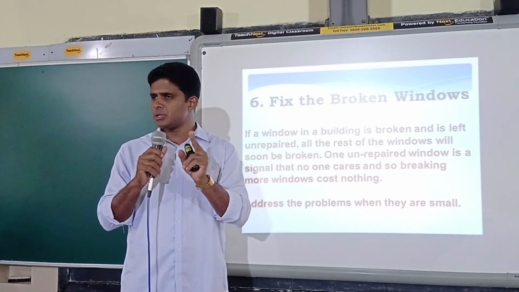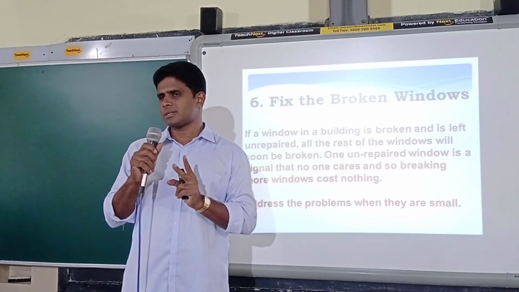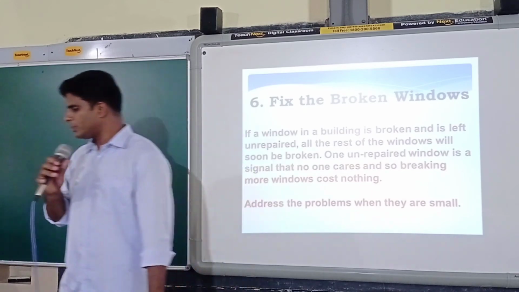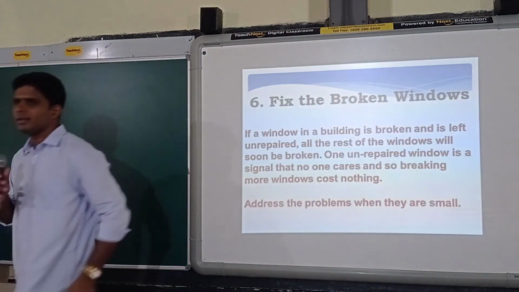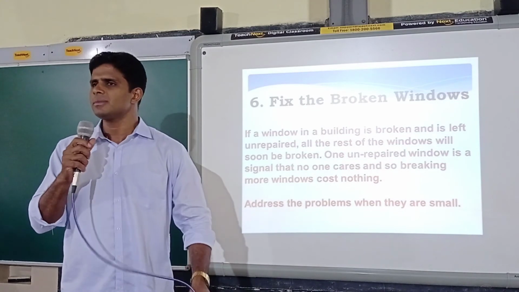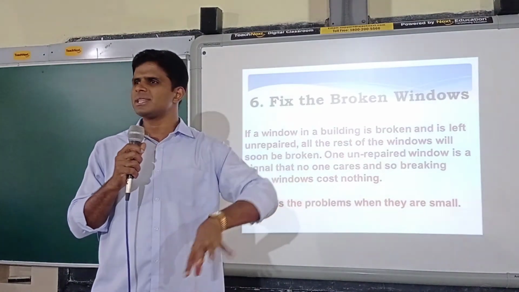So this principle we have to follow in our life. Fix the broken window in the first instance itself. So, with this, we conclude the discussions that we have. There are some other points, but I think it is enough.